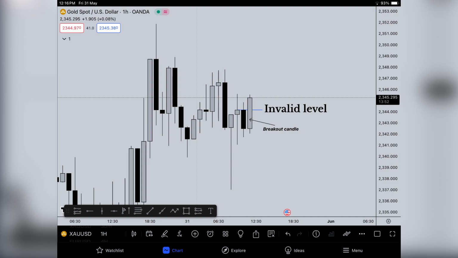For a breakout SNR, the breakout candle should be closed. If it's still forming, then the level is invalid. In this chart, we marked an RBS level, but it is invalid because the breakout candle is still forming. Similarly, in other breakout SNR levels, we can't use it if the breakout candle is still open.